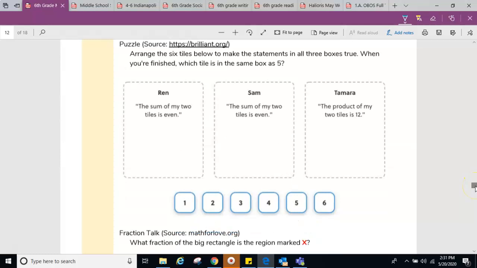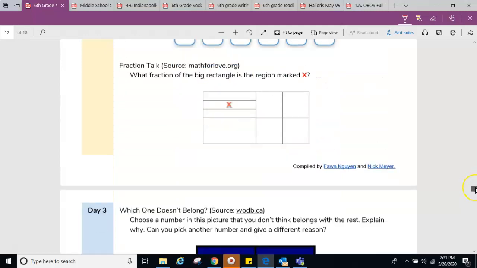Another puzzle source, arrange the 6 tiles, so these 6 number tiles down here, you're going to arrange them to make the statements under the names true. When you're finished, which tile is in the same box as 5? So the first step is to arrange these into the correct rectangle, but your final step is the question, which tile is in the same box as 5? So which of these numbers is in the same one as 5? Make sure you're always solving the question they ask for.